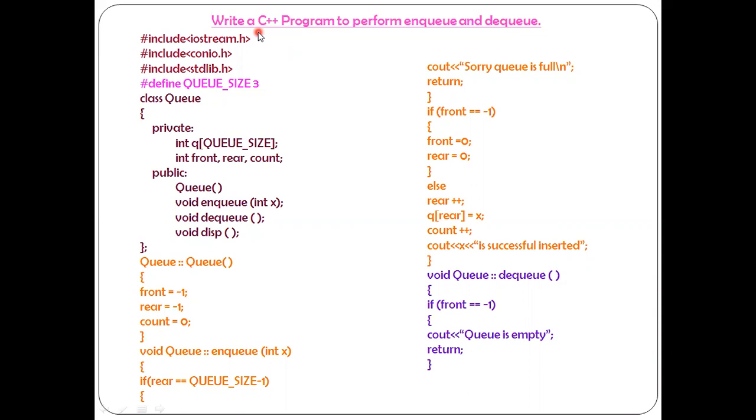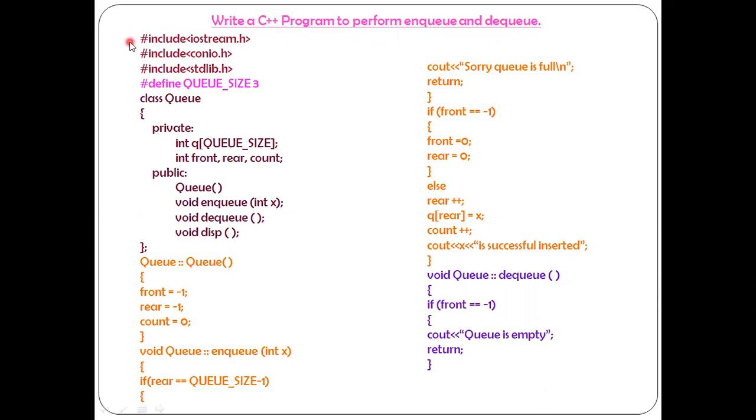A queue is an ordered collection of items in which items are inserted and deleted from different ends. Insertion takes place from rear and deletion takes place from front end. Queue data structure follows the principle of FIFO, which stands for first in, first out. Okay, so have a look at the question. Write a C++ program to perform NQ and DQ operation.